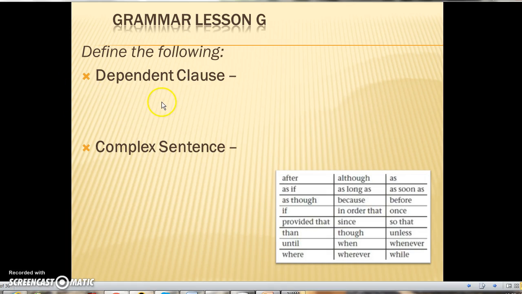Now, a dependent clause can act as a noun, an adjective, or even an adverb in a sentence, but again, it's always dependent on an independent clause. All right? So a complex sentence is when one or more dependent clauses lean on an independent clause. A dependent clause needs an independent clause. When we attach this dependent clause to that independent clause, it becomes a complex sentence.